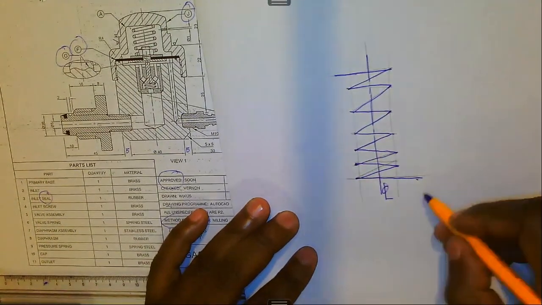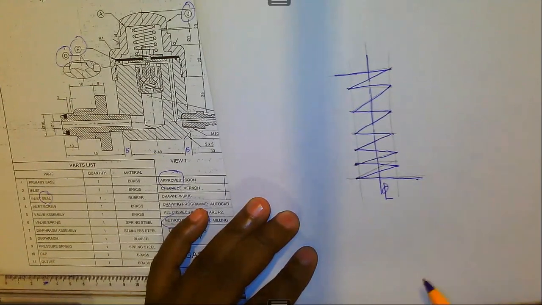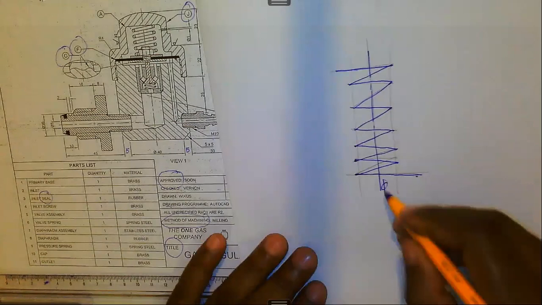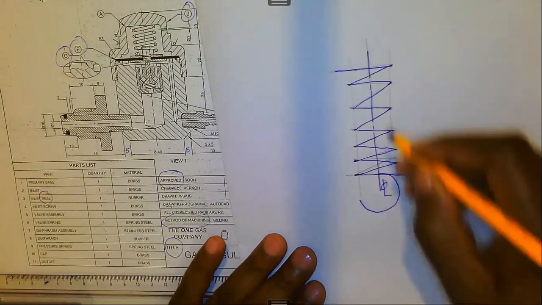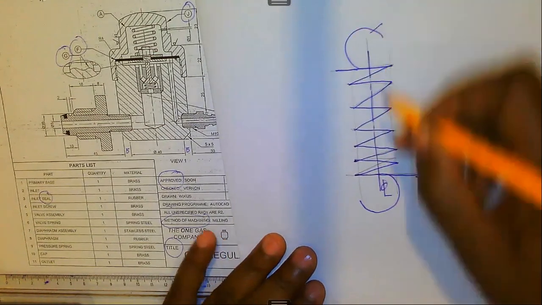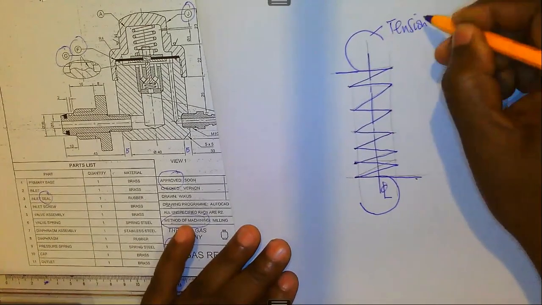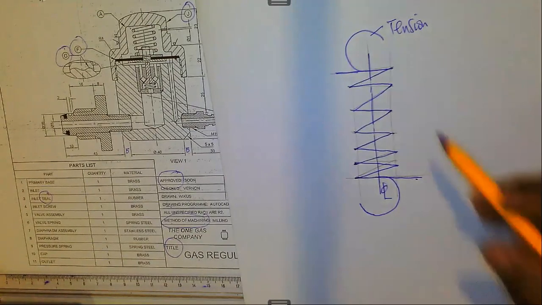In most cases, if it's represented like this, you know that it is a compression coil spring. But if you find that it is like this, and this other one would turn like that, what it means is that this would be a tension or tensile coil spring. It would counter the effect of pulling.